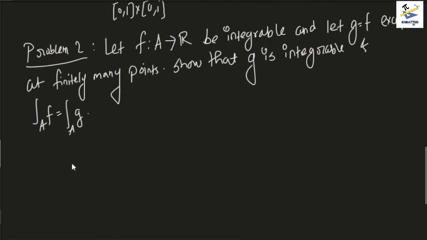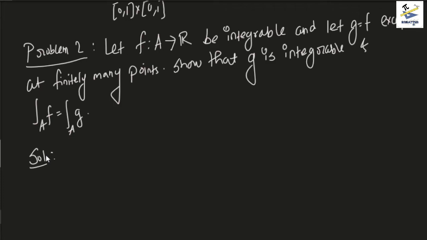So the goal of this problem is to let you know that if one of the functions is integrable and there is another function which is equal to this function except at finitely many points, then the integrals of those two functions are equal. When I say finitely many points, I mean that for a finite set of points the functions are not equal, but for all the other points they are equal, right? That's what it means to show this problem.